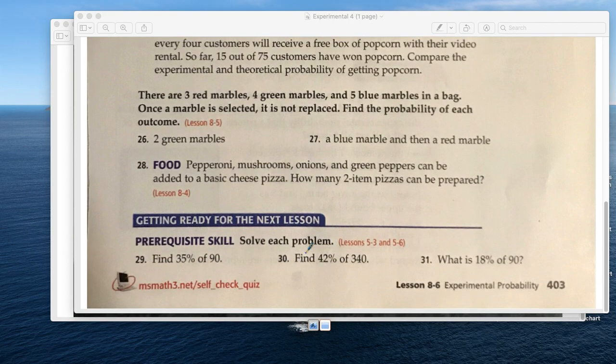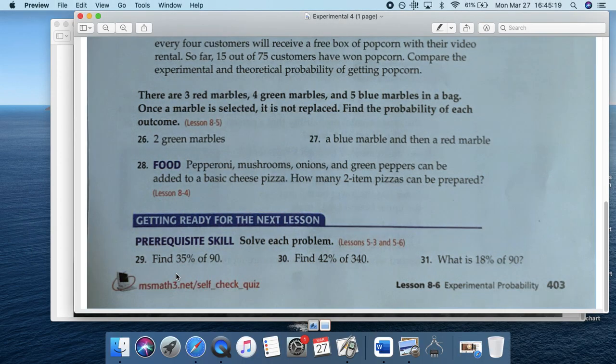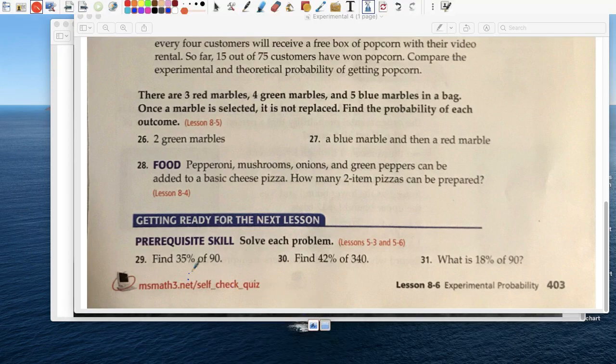All right, find 35% of 90. Well, 0.35, so on your calculator, I'm going to go 0.35 times 90. And we're going to get 31.5. What's 42% of 340? 0.42 times 340 equals 142.8. And what is 18% of 90? So again, 0.18 times 90. And we got 16.2.